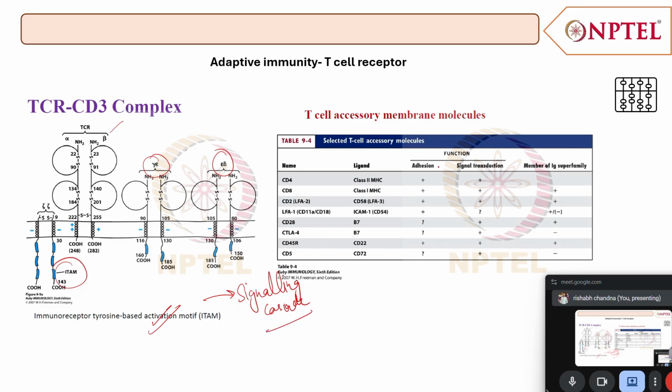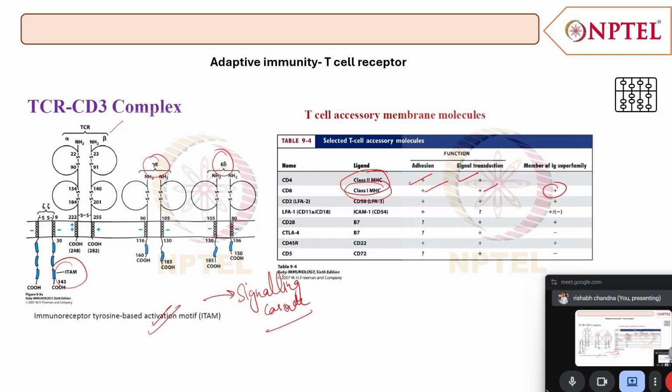So here we have the accessory membrane molecules like CD4. It is present with the class 2 MHC molecule, helps in adhesion and signal transduction. Similarly, CD8, the ligand is class 1 MHC, and it also helps in adhesion and signal transduction, and it is a member of the immunoglobulin superfamily.